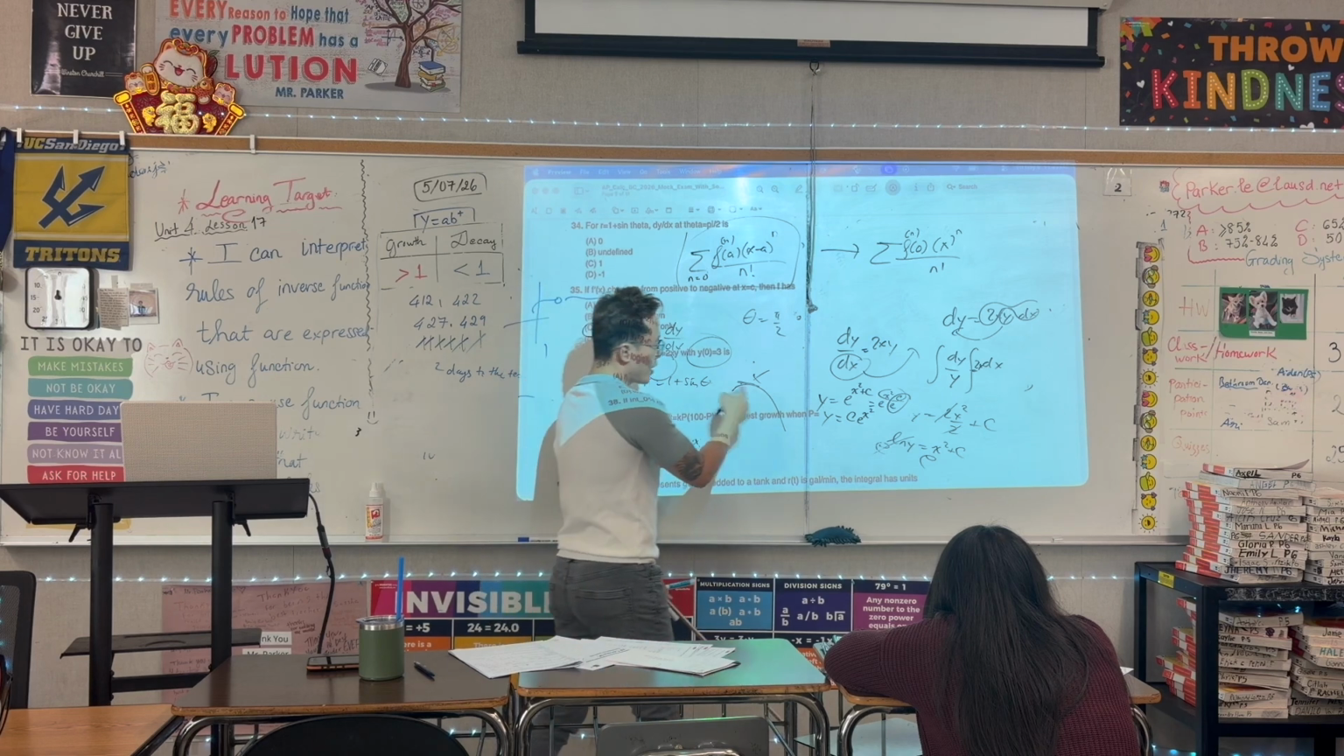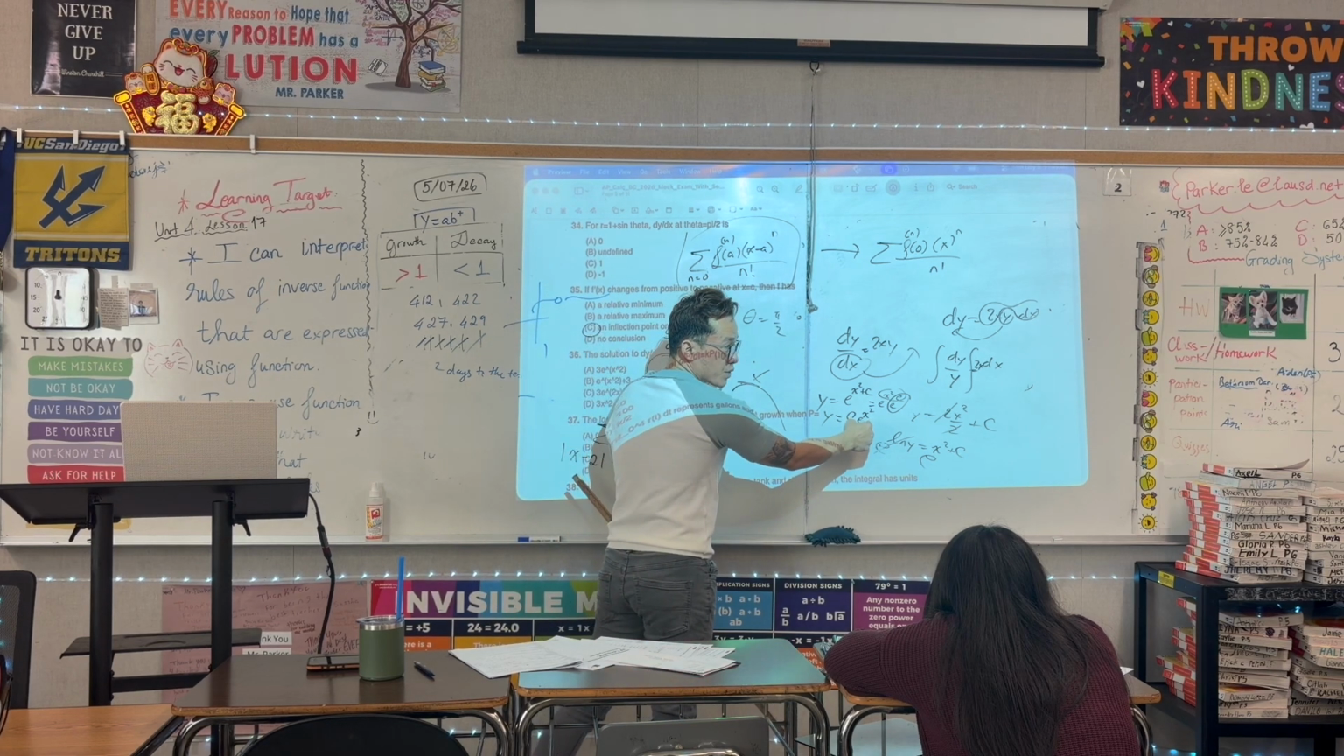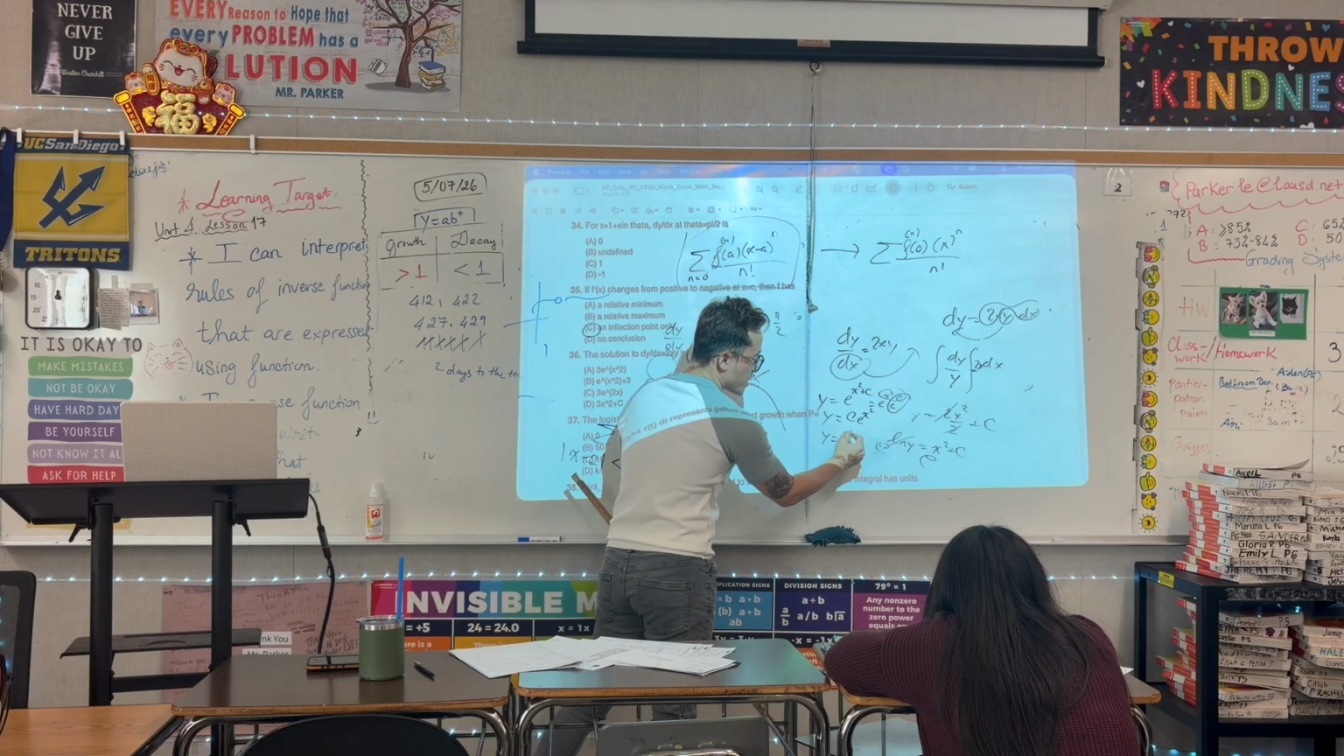Initial value. y of 0 is 3. That means x equal to 0. So y equal to c, but this one is going to be 1, right? e to the power 0 is 1.